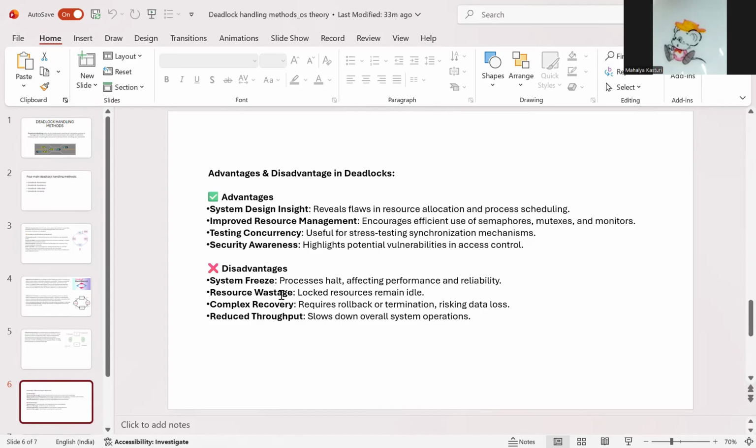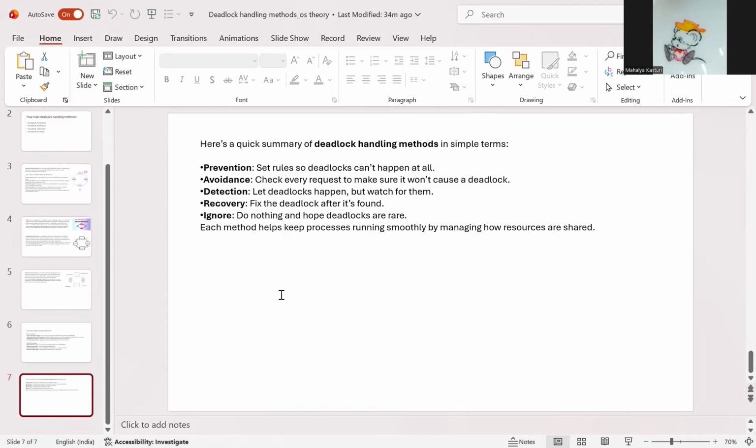A real-life example is restarting your computer because it freezes. You lose unsaved files which you had worked on earlier. Then reduced throughput: the overall system slows down because some tasks never finish. For example, in a traffic jam, even cars not directly blocked move slower, right? Then coming to the last slide, it's all about deadlock handling methods in summary.